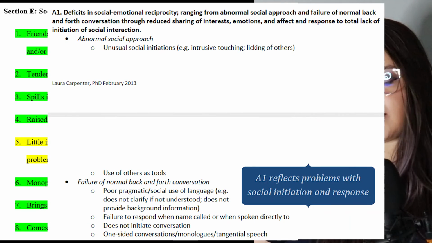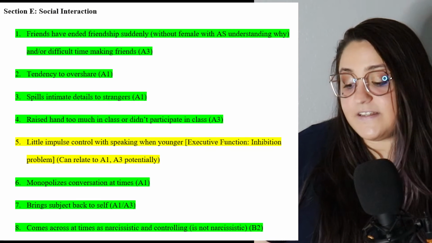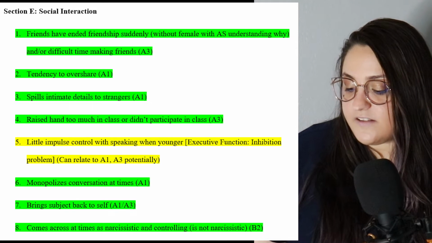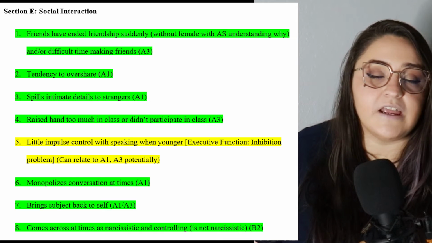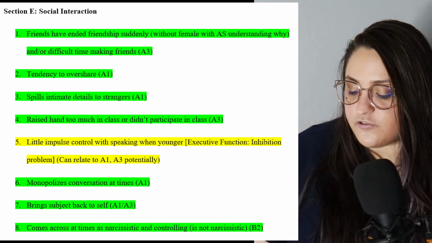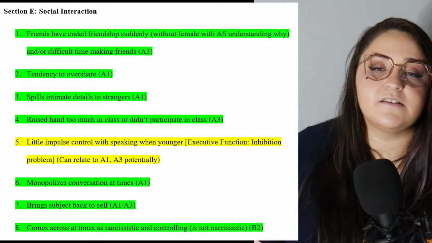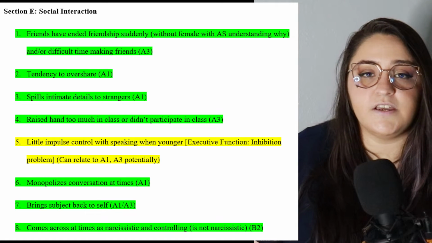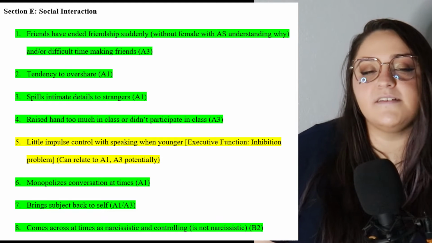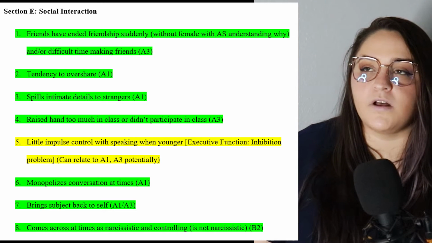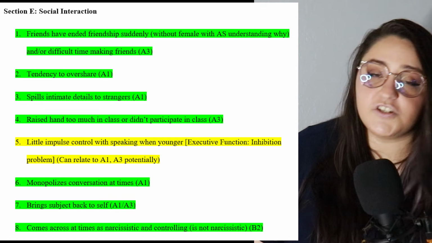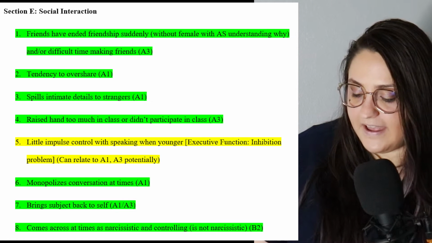Tendency to overshare, I put under A1. Spills intimate details to strangers, put that one under A1 as well. Raised hand too much in class or didn't participate in class, I put that one under A3. This next one I marked as yellow, little impulse control with speaking when younger. This is probably an executive function issue with inhibition, and it could potentially relate to A1 and A3, but I didn't feel like it was enough to put it specifically as a meets criteria. Monopolizes conversation at times, put that one right under A1.